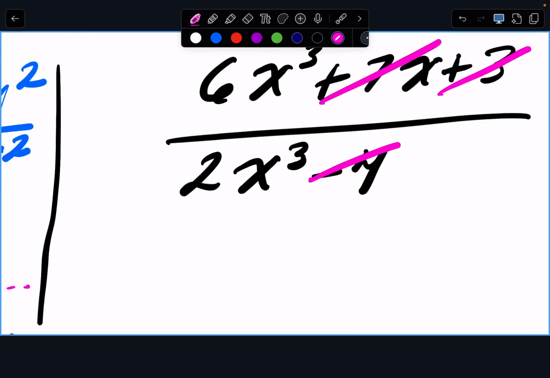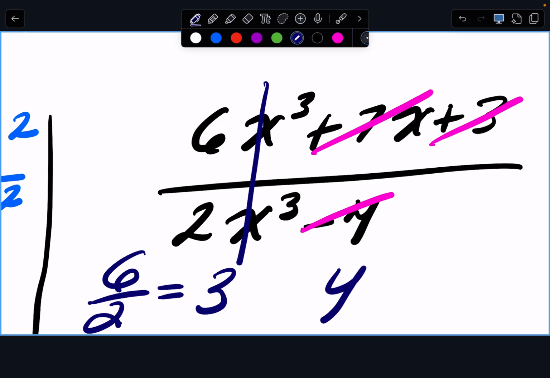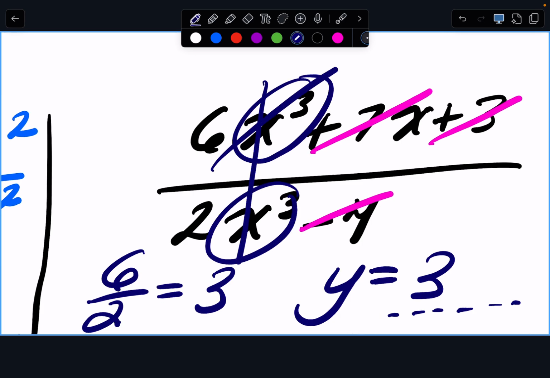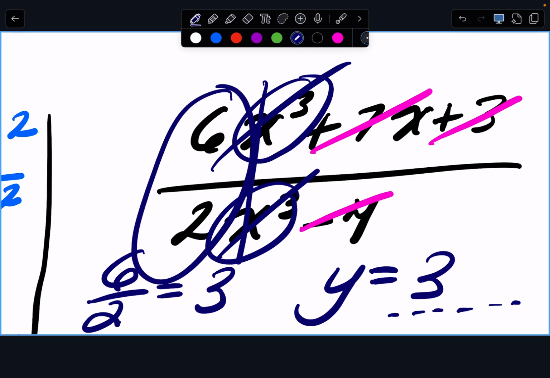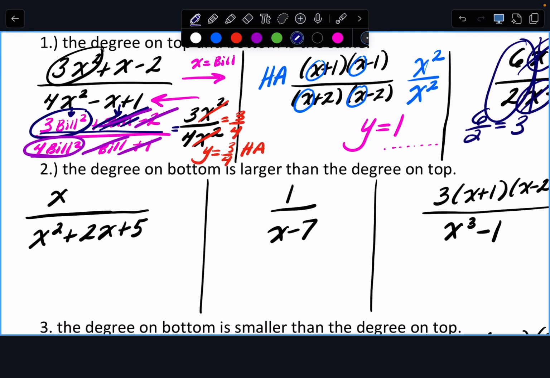Okay, look at this one. The only thing that matters is leading term divided by leading term. So what happens with the x cubes? They divide out perfectly. So 6 divided by 2 is 3. We would have a horizontal asymptote at 3. So this case number 1 is when the power on top and bottom are the same. They just divide out and you just divide your leading coefficients. But there's no memorization needed, you just do the math.